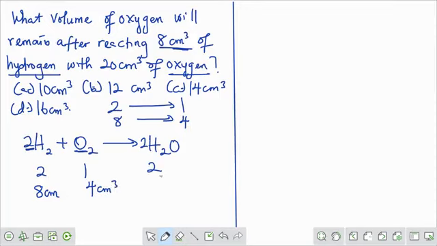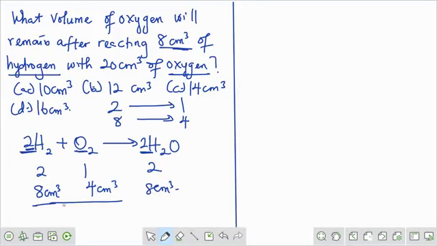Automatically what will be here? We have 2 moles of hydrogen and 2 moles of water, so it will be 8 cm cube here also. But mainly we are working on this and this because that's where our question is. So let's continue. What else do you think we will do again? If you know the answer, drop it in the comments section.